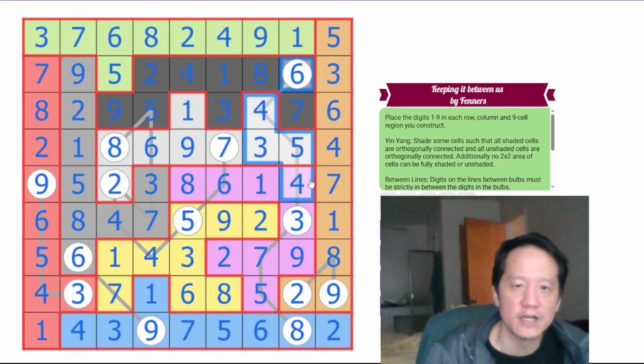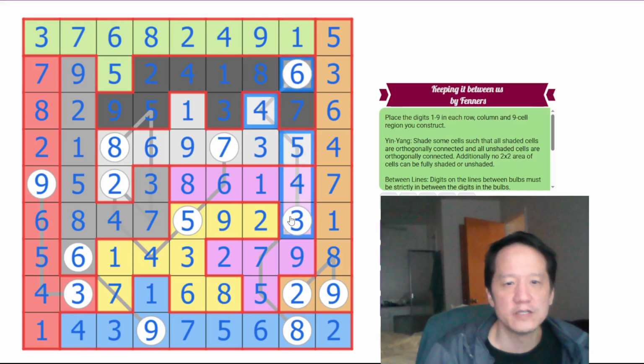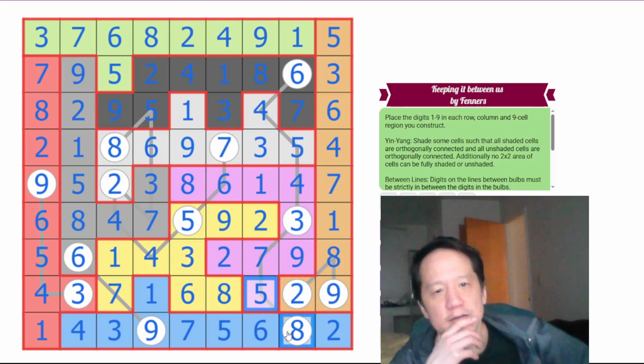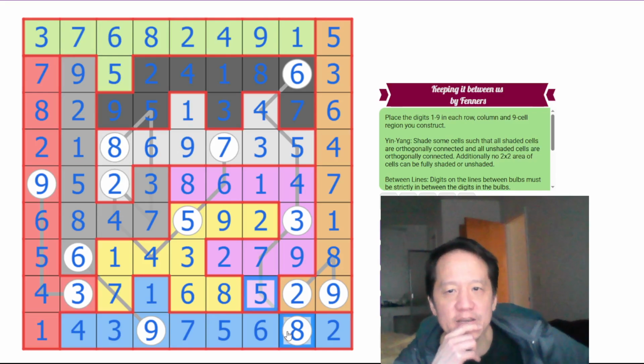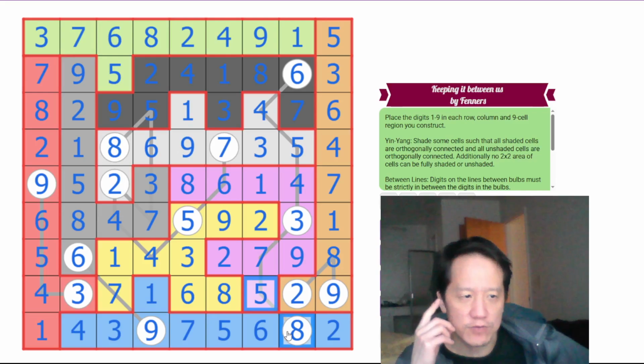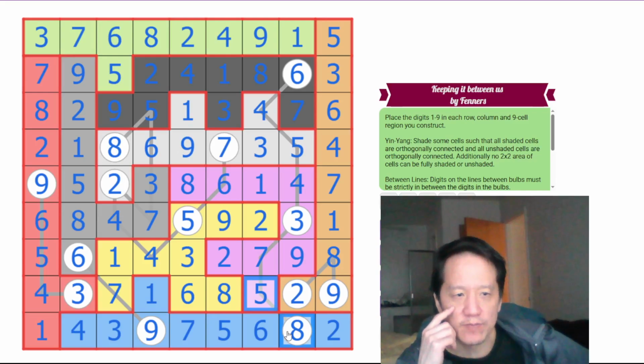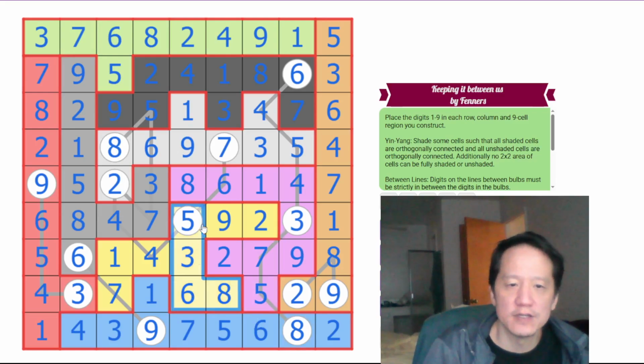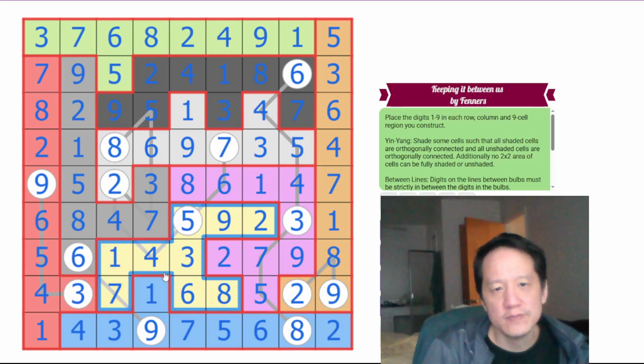Pretty cool interaction, actually. The whole idea of having the yin-yang essentially drive the puzzle was very interesting. Yeah, it was a very well-constructed puzzle, with figuring out what the yin-yang was, which combined with the between lines led to certain possibilities, and then constructing the regions from that, and then basically doing essentially normal Sudoku, but with the constructed region restriction.